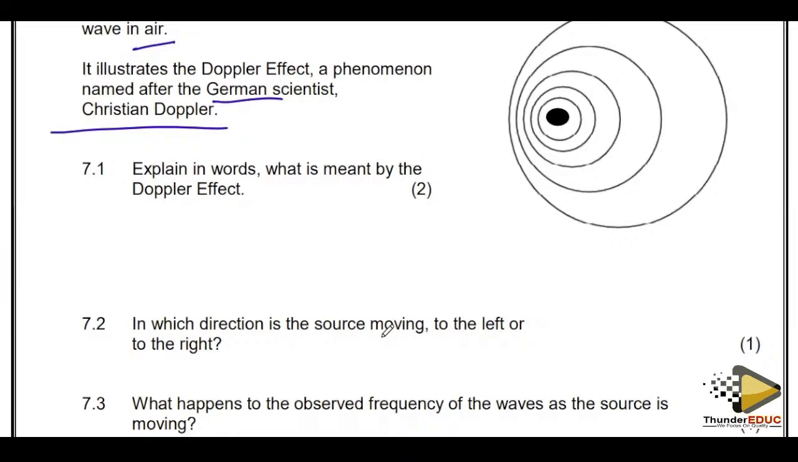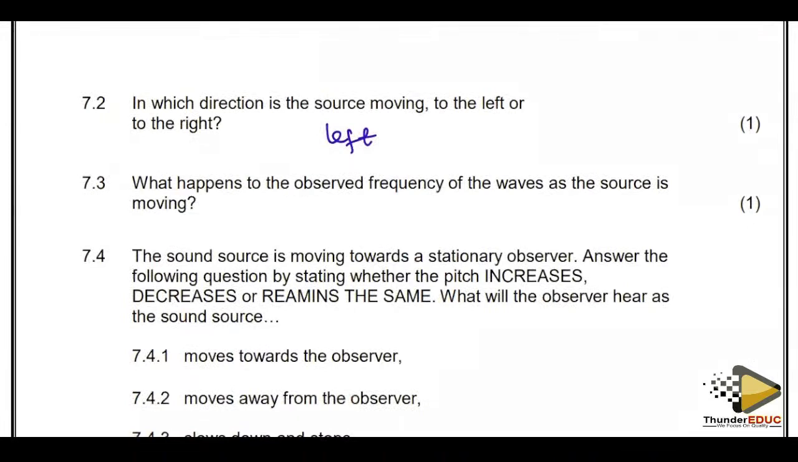Now, when you look at 7.2, in which direction is the sound source moving, to the left or to the right? So one thing we said is that these concentric circles, where they are concentrated, simply means that is the direction of motion. The sound is louder at that point. And where the wavelength or the intervals are bigger, the frequency is lower. So the direction is left, since the concentrated part is on the left. If this was switched the other way around, then it would be right.